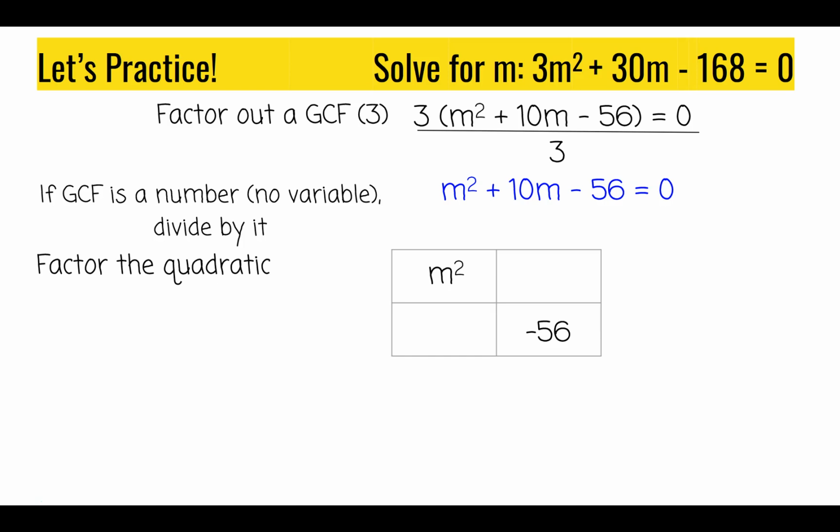All right, so we got to fill this in with two numbers. They have to add to give me what? Right here, babe. They have to add to give me 10, and they have to multiply to give me negative 56, this one. So if they add to give me 10, but multiply to give me negative 56, what are we thinking?